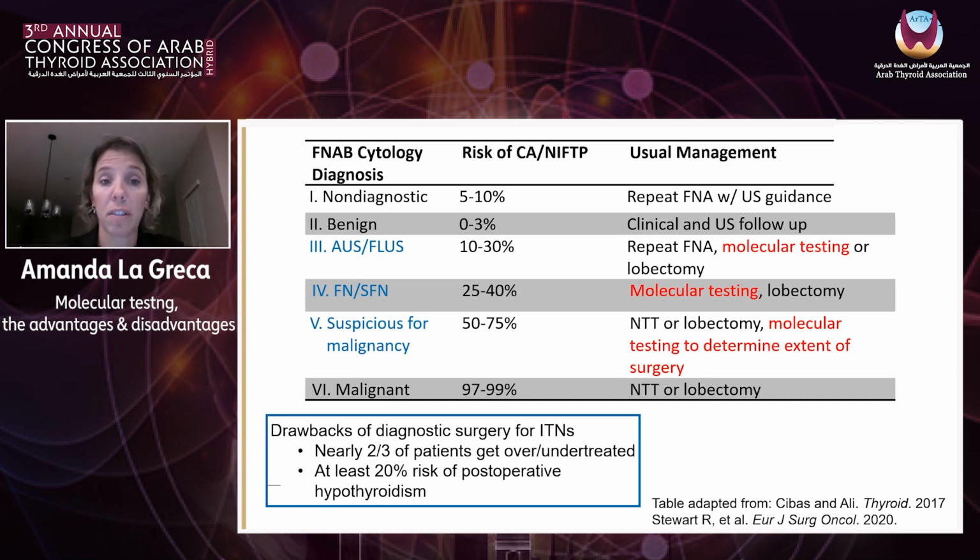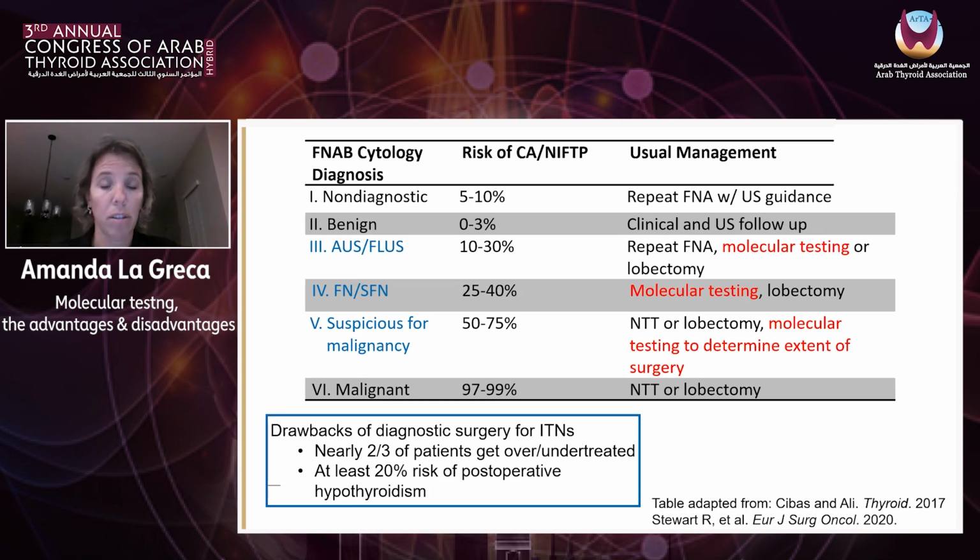Bethesda 4 has a risk of cancer of 25 to 40%, and the recommendations are to perform molecular testing or perform diagnostic thyroid lobectomy. Bethesda 5, suspicious for malignancy, has a risk of cancer of 50 to 75%, and the recommendation nowadays is near total thyroidectomy or lobectomy, or molecular testing to determine the extent of surgery. And Bethesda 6 is malignant with 97 to 99% risk of malignancy, and the management is surgical with near total thyroidectomy or lobectomy.